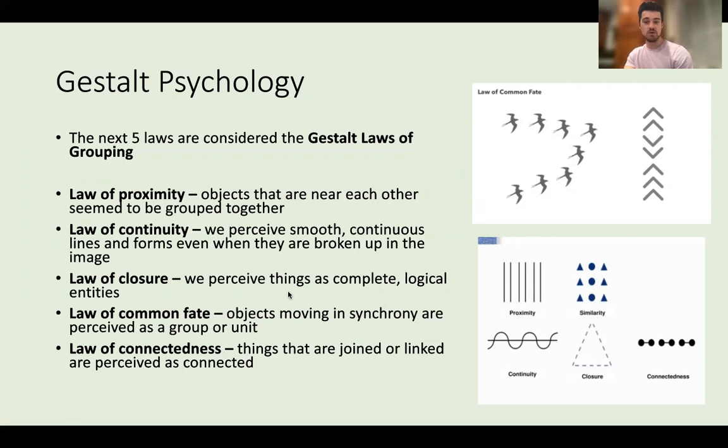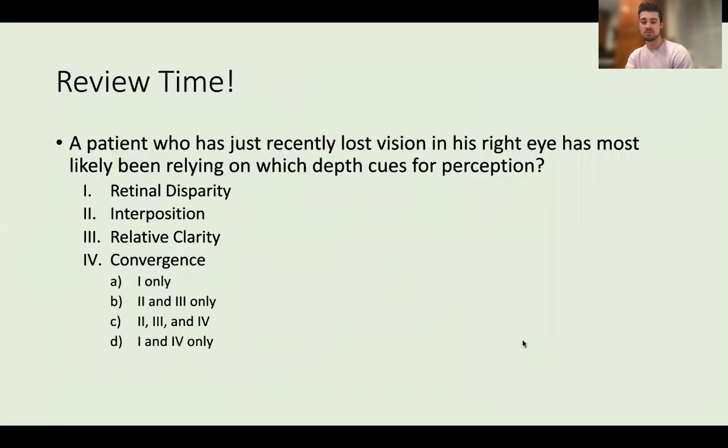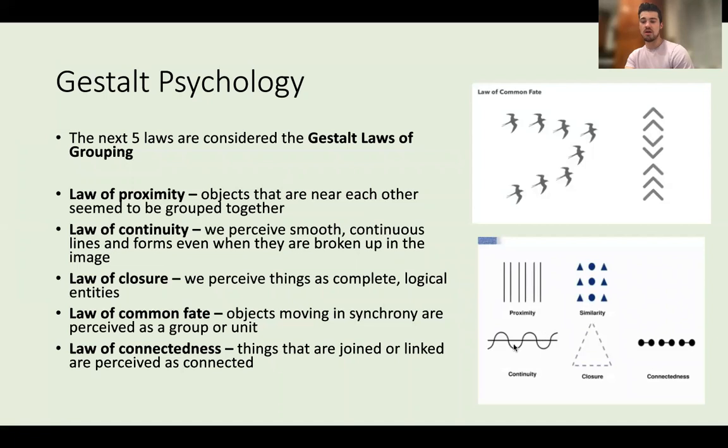The law of continuity: we perceive smooth continuous lines and forms even when they are broken up in the image. So we can look right over here, this continuity. These curves in this line don't necessarily have to be continuous because they could be broken up by this straight line right over here. So this could just be a series of alternating semicircles, but because of the law of continuity, we're going to perceive it as one continuous squiggly line.